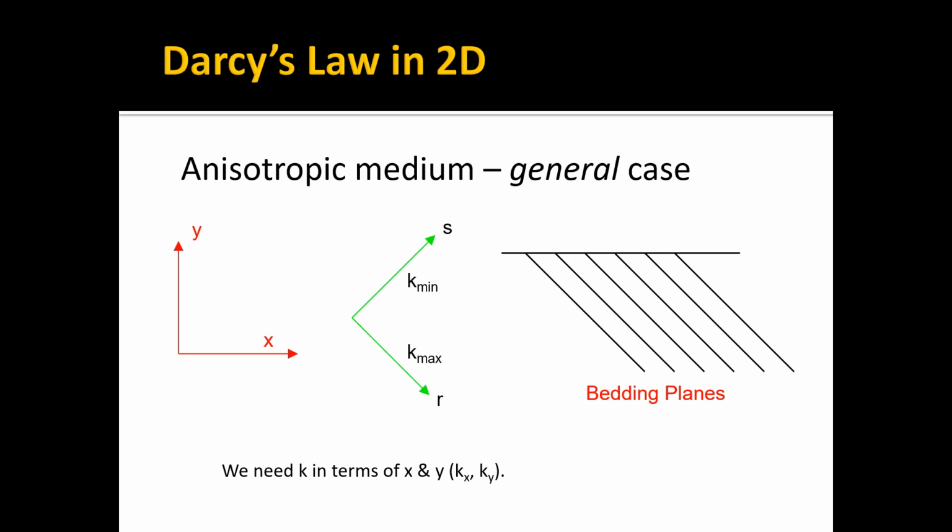Now, by the way, if the bedding planes are dipping at an angle shown here, the maximum hydraulic conductivity will be parallel to the bedding planes, and the minimum hydraulic conductivity will be perpendicular to the bedding planes. And so we can come up with a second rotated coordinate system that is aligned with these bedding planes using a K-min and a K-max term. That's important as we go through this little derivation. However, we could just do a coordinate transformation, but we need K in terms of both x and y.